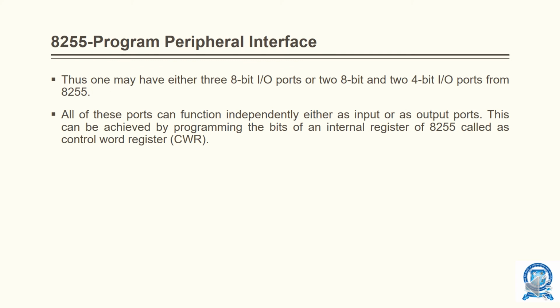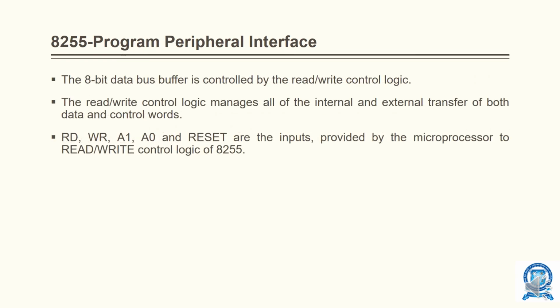Thus, one may have either three 8-bit I/O ports and two 4-bit ports, or two 8-bit and two 4-bit I/O ports. All of these ports can function independently either as input or output ports. This can be achieved by programming the bits of an internal register of the 8255 called the control word register. The 8-bit data bus buffer is controlled by the read-write control logic. The read-write control logic provides the control signals to all blocks. So read, write, A0, A1 and reset are the inputs provided by the processor to this logic.